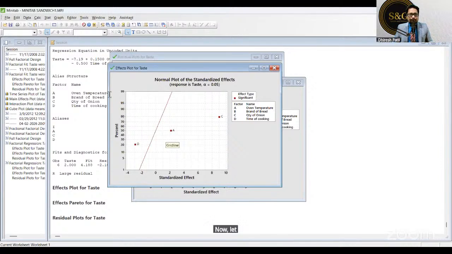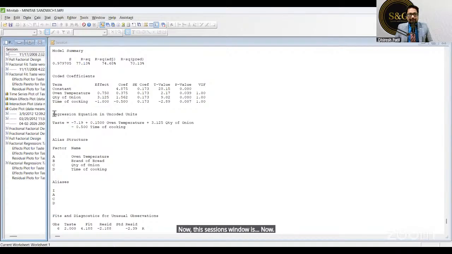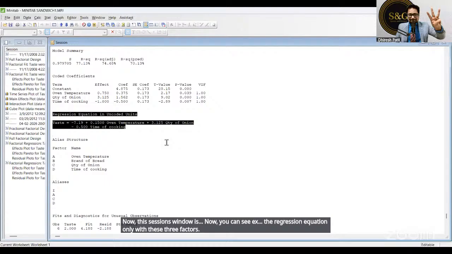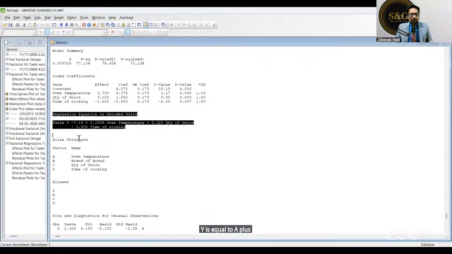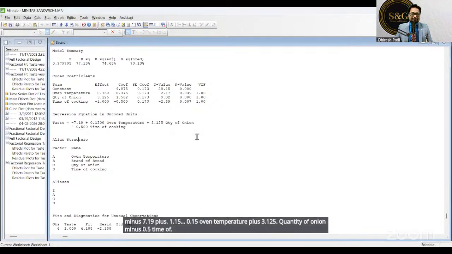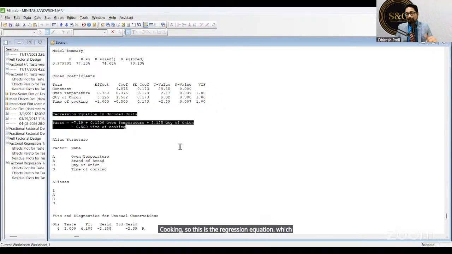Now let's go to our session window. Now you can see the regression equation with only these three factors. Y is equal to A plus BX, which is test is equal to minus 7.19 plus 0.15 oven temperature plus 3.125 quantity of onion minus 0.5 time of cooking. So this is the regression equation which we can use for prediction. Everybody got this? Just give me yes in the chat box.